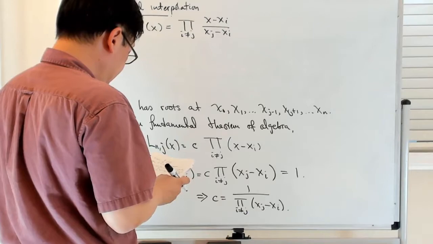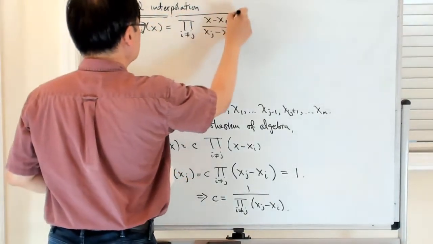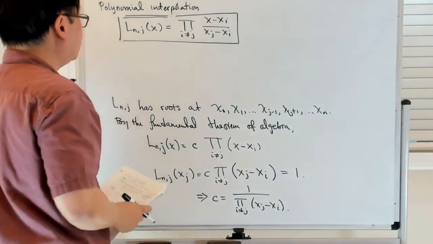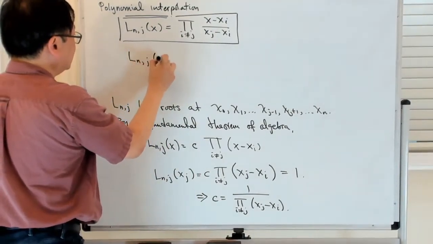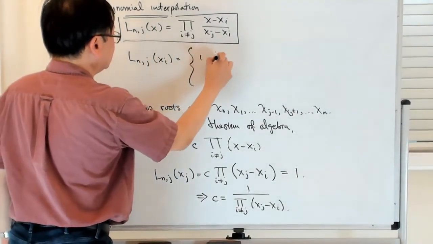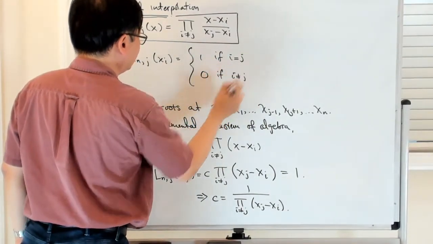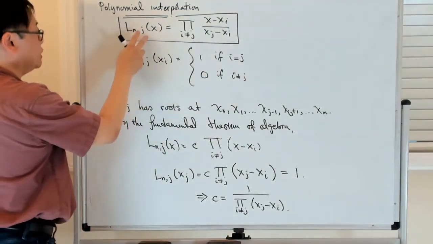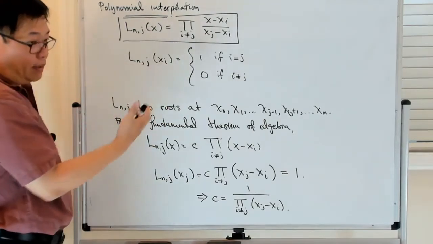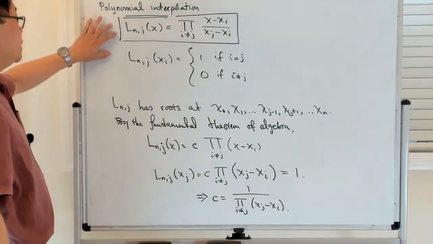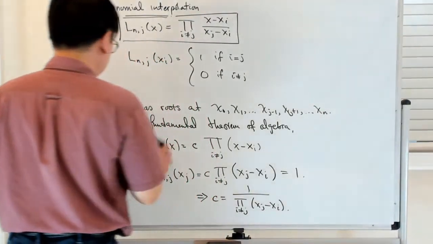Okay, so that's one observation. And then the claim is that this thing has a property that L_nj(x_i) is equal to 1 if i is equal to j, and 0 if i is not equal to j. So this statement is equivalent to this. Well, this together with the condition that L_nj is a polynomial of degree n uniquely specifies this expression.